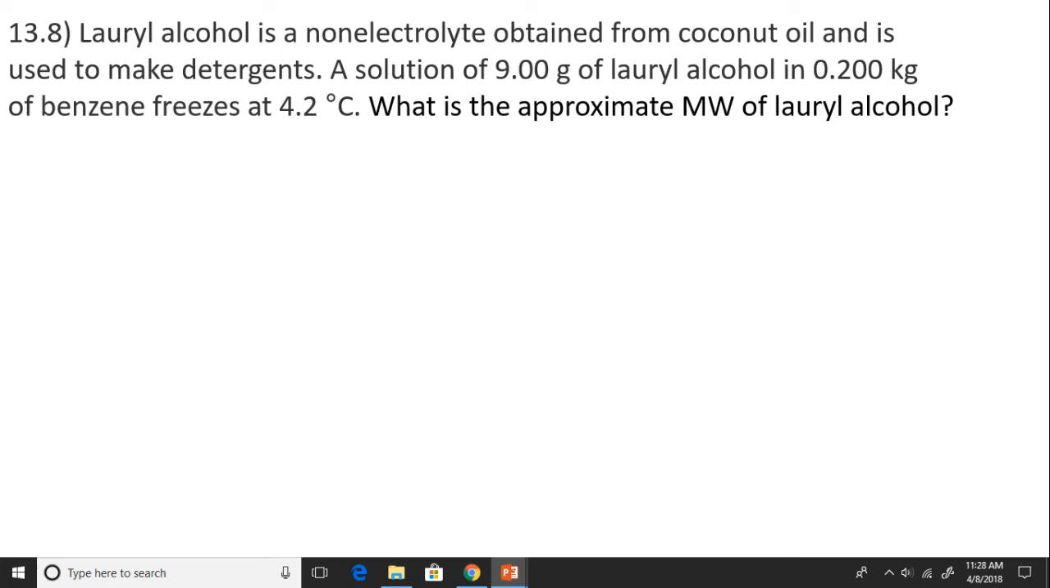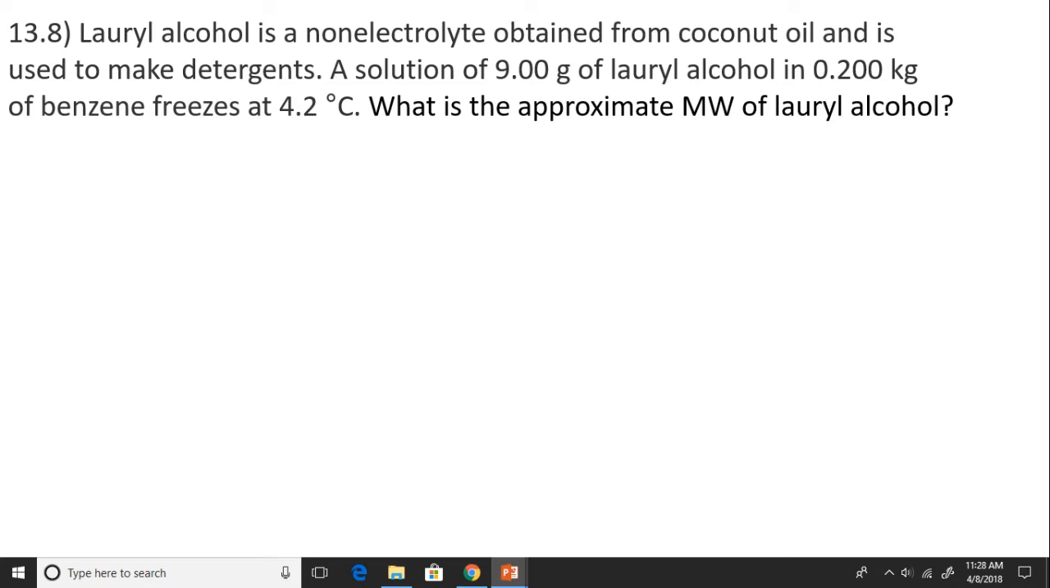Lauryl alcohol is a non-electrolyte, meaning it does not dissociate in solution. Obtained from coconut oil, it is used to make detergents. A solution of 9 grams of lauryl alcohol in 0.2 kilograms of benzene freezes at 4.2 degrees C. What's the approximate molecular weight?